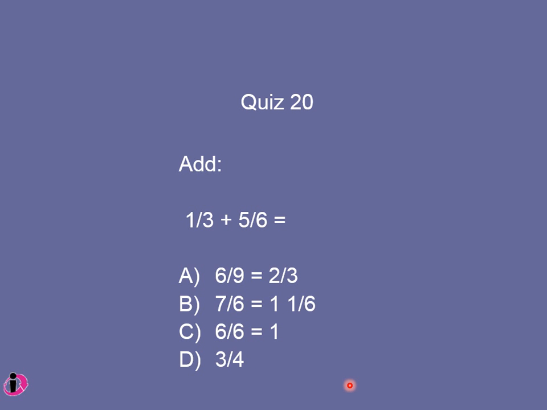1 over 3 plus 5 over 6. I'm writing 1 over 3 as 2 over 6, and we have 5 over 6. If you add, that becomes 7 over 6. Remember, you can also write 7 over 6 as 1 and 1 over 6, as a mixed number. Now look at the answers and see how the answers are given.